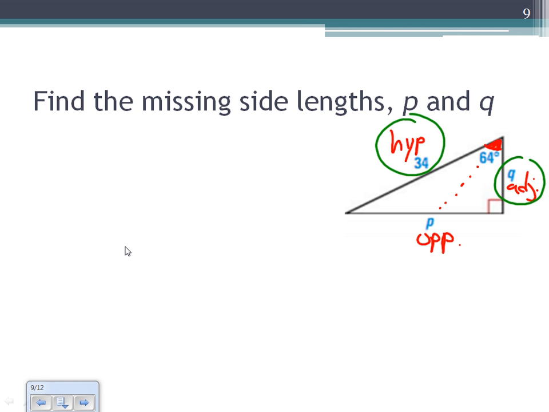So look at what I have then. I write SOHCAHTOA down. I have the adjacent and the hypotenuse, so I choose CAH. Does that make sense? And what is CAH? What trig function? Cosine.